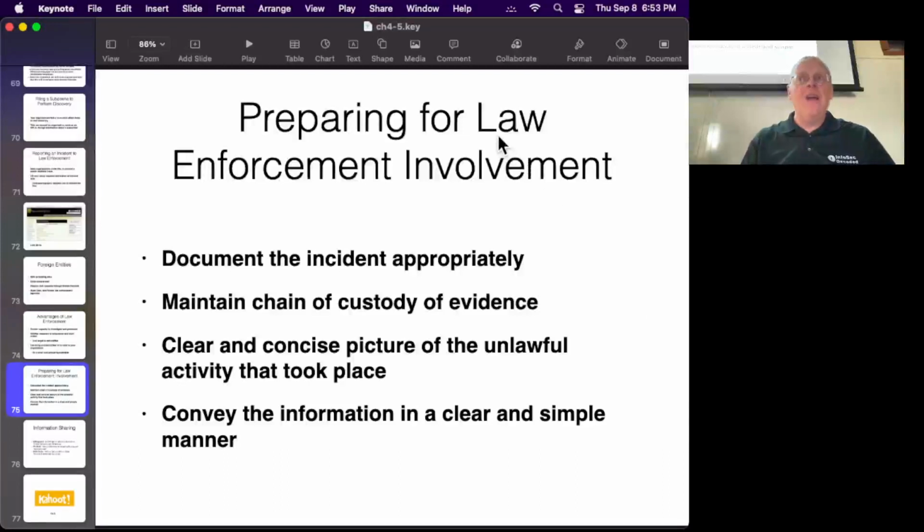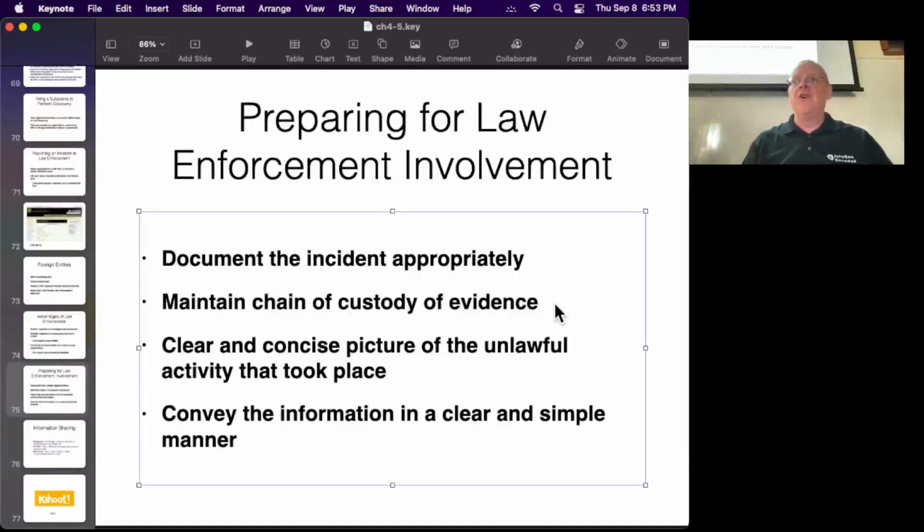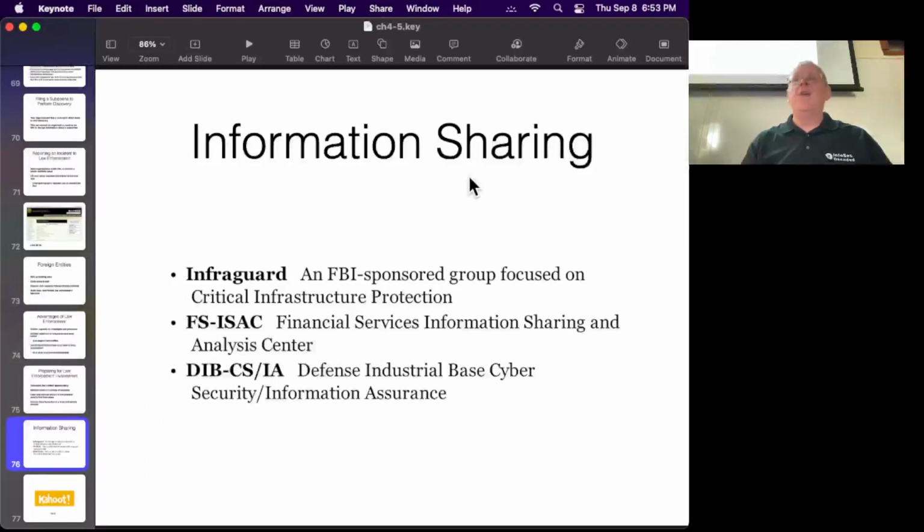So if you are going to have law enforcement, then you want to document everything carefully and maintain chain of custody, so the evidence can be useful to law enforcement. Make sure you have a clear picture of it and convey it in a clear manner. And so there are ways to get contact with law enforcement agencies. If you're going to involve law enforcement, you should have a friend on the force. You should have somebody that will answer the phone that you can talk to.